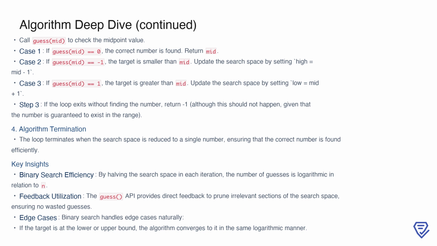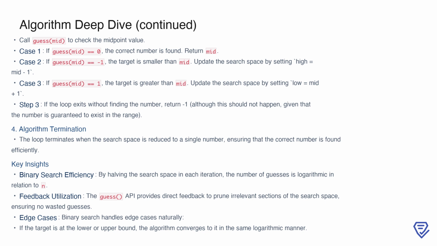If guess(mid) returns 0, it means we found the target number, and we can return the midpoint as the result. If the API returns -1, that means the target is smaller than the midpoint, so we adjust our search space by setting high equals mid - 1. On the other hand, if guess(mid) returns 1, the target is larger than the midpoint, so we move the lower boundary up by setting low equals mid + 1. This process continues until the range is reduced to a single number, at which point the loop terminates. Because the number is guaranteed to exist within the range, there's no need for additional checks to handle missing values.